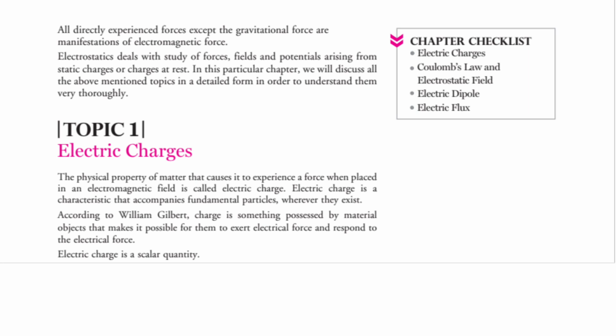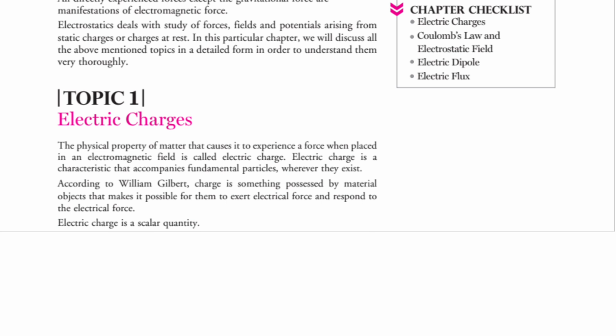Electric charges means what? Electric charges are the positive and negative charges in an electromagnetic field. Electric charge is a characteristic that accompanies fundamental particles wherever they exist. Fundamental particle means we have the electromagnetic field and we have plus and minus, positive and negative charges. These are the electric charges. This is the characteristic that accompanies fundamental particles, and the positive and negative charges depend on the particles.